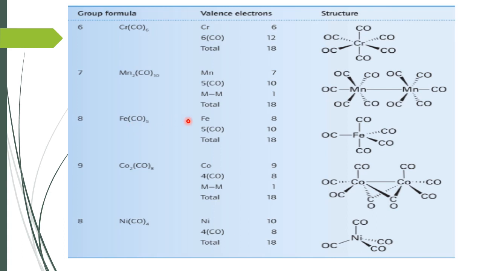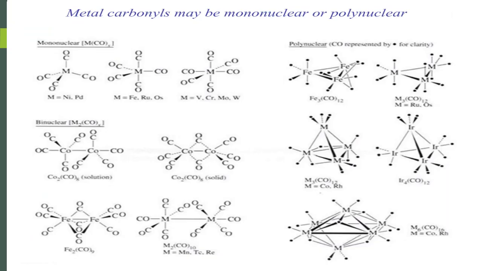Similarly, iron pentacarbonyl obeys the EAN rule. Cobalt Co2(CO)8 also obeys this EAN rule, and nickel tetracarbonyl also obeys the EAN rule. And here are a few more examples: mononuclear, binuclear, and polynuclear complexes. In the mononuclear ones, you see they all have one metal center, and all mononuclear carbonyls coincide with the geometries according to the coordination number.